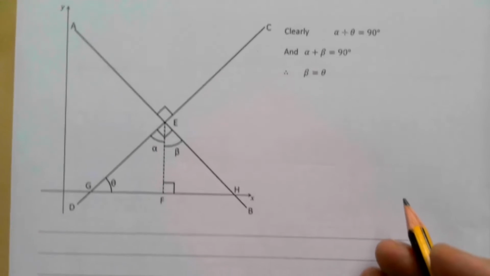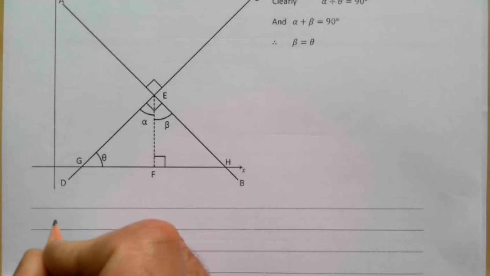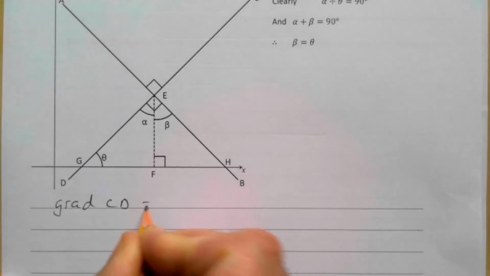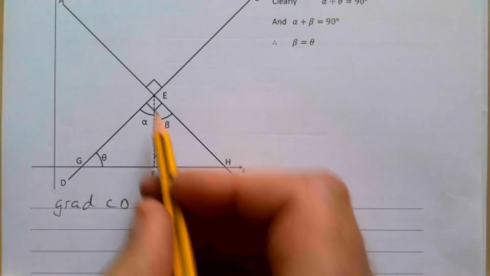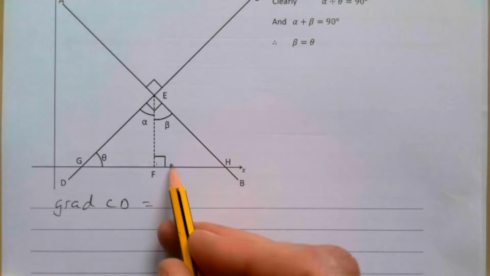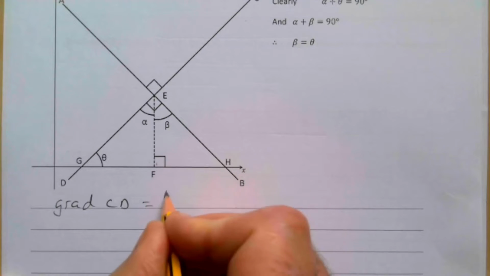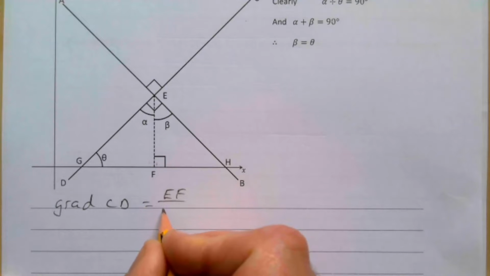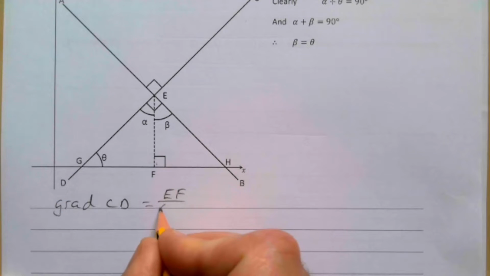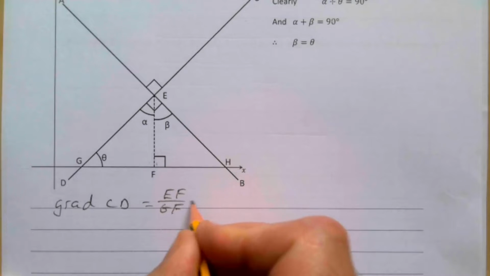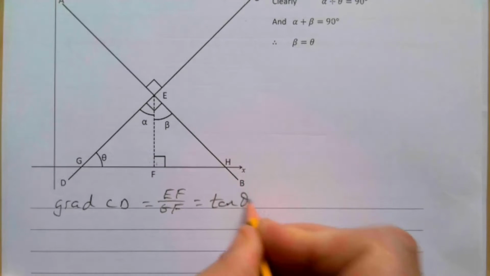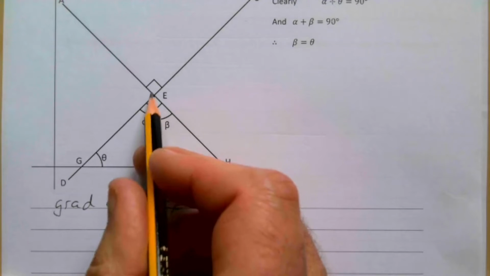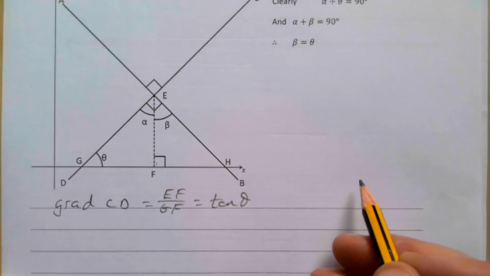So let's do a wee bit of maths here and see if we can work this out. First of all, our gradient of CD, so there's CD there, and it's going to be this over this, so that's going to be EF over GF, and that is the same then as tan theta. So why is that? Because look, there's your right angle triangle, that's the opposite, that's the adjacent, so the opposite is EF over GF.